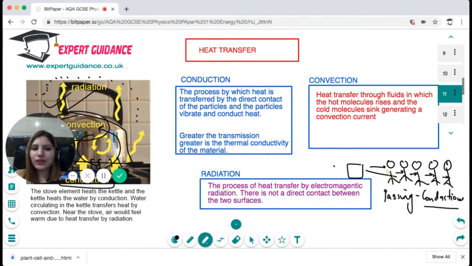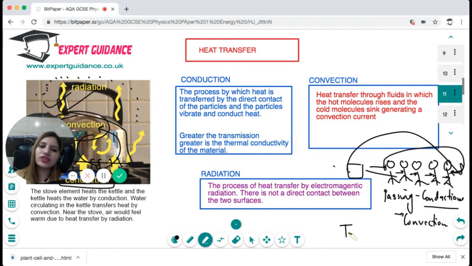The second way is he can just stand up, go to the last person, and hand over the book. This is known as convection. In convection, the molecules get heated, they rise, and the cooler ones sink down. Or the last way is he can just throw the book. And this throwing is the radiation.